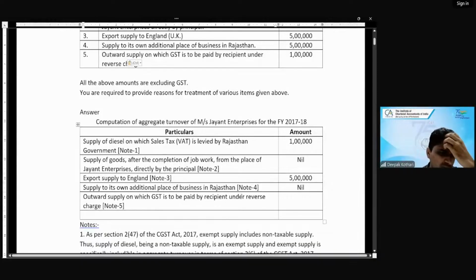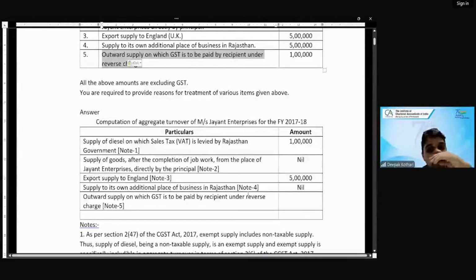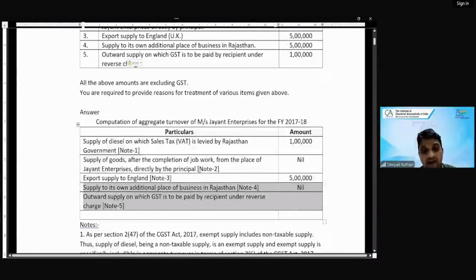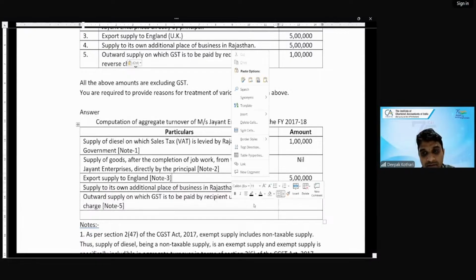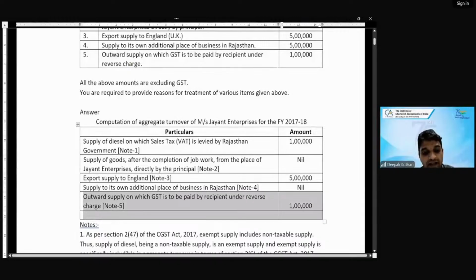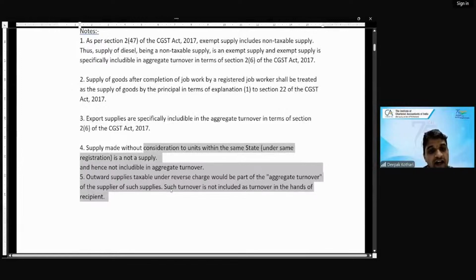Okay. So, madam, whoever has said that this is an inward supply, this is not an inward supply. It clearly mentions outward supply on which GST is to be paid by the recipient under reverse charge. So, the tax will be paid by the recipient, but it is a supply of the supplier. So, it will be included in my turnover. So, I will add it in my turnover. Which means what is my aggregate turnover? My aggregate turnover is 7 lakhs. I think I got answers of 7 lakhs, 9 lakhs and 11 lakhs.